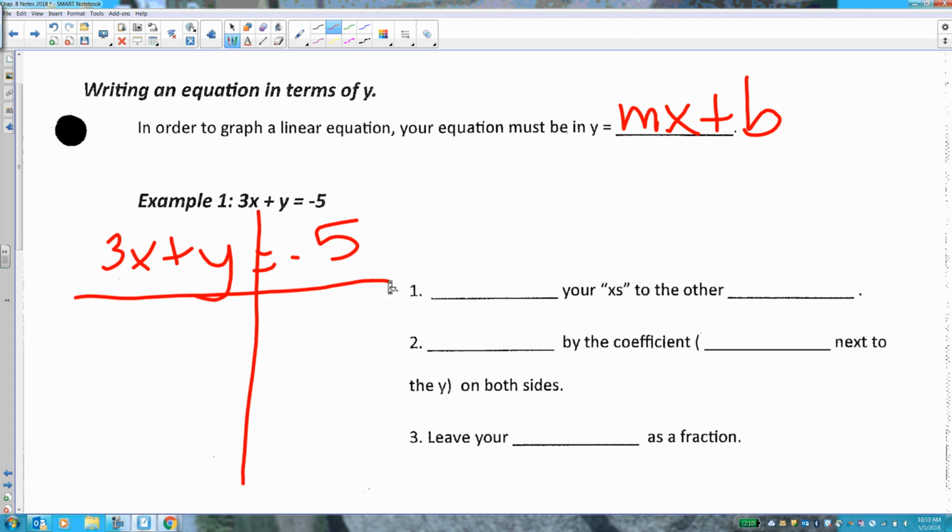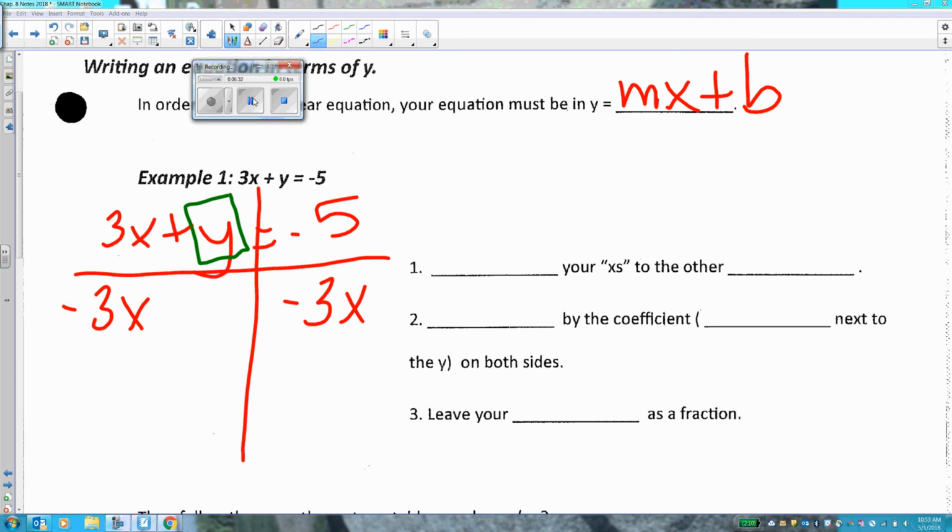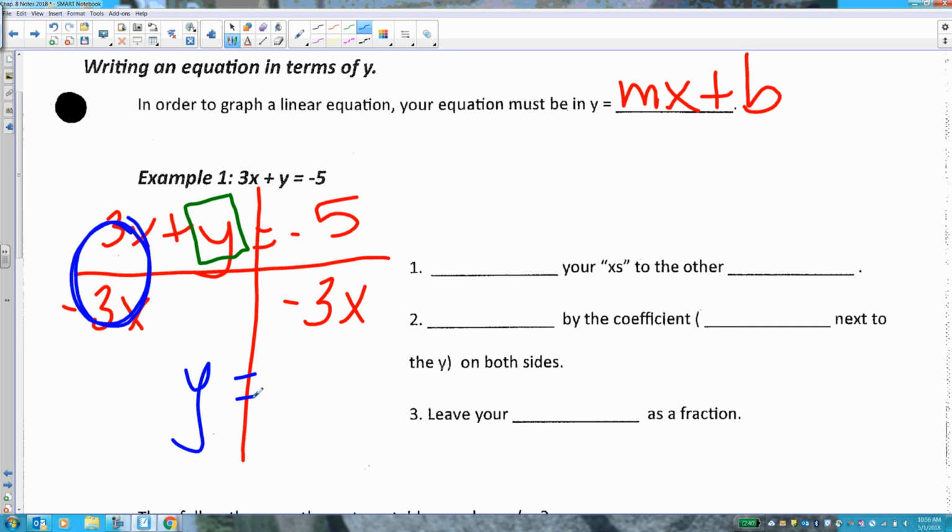And this one's pretty easy. So we basically need to get y all by itself. I need to get y all alone. So if you notice, the 3x is hanging out with the y. So we're going to subtract 3x from both sides. We're moving those y's around. All right, so when you subtracted the 3x, you can't take 3x from negative 5. But these become a 0. So now we have y alone, and we have negative 3x minus 5, or negative 3x plus negative 5, however you like to look at it.